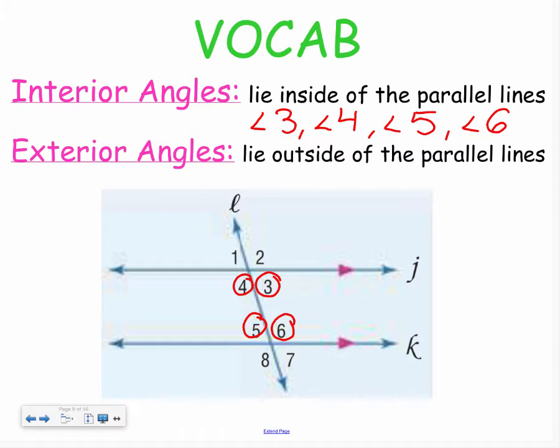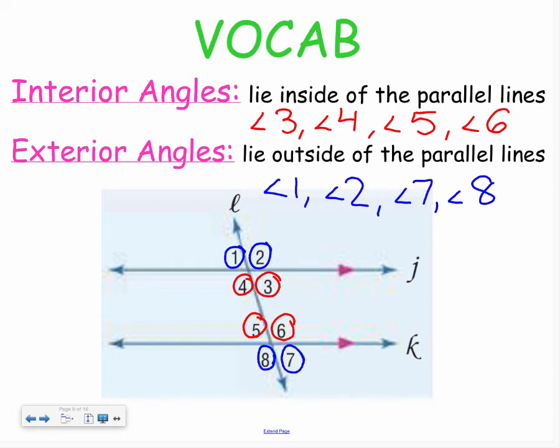Opposite of that, exterior or outside the parallel lines, we have other angles formed. So in that case, it's going to be 1, 2, 7, and 8. So those are the ones that lie outside the parallel lines. So the transversal L that cut through our 2 parallel lines created 8 angles. 3, 4, 5, and 6 are interior. 1, 2, 8, and 7 are exterior.